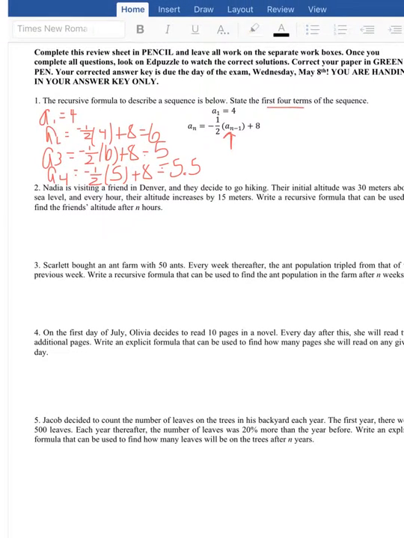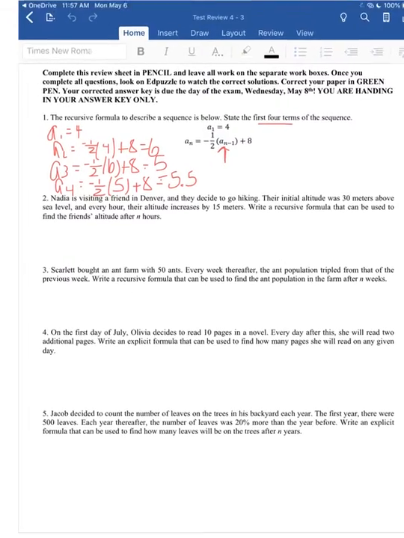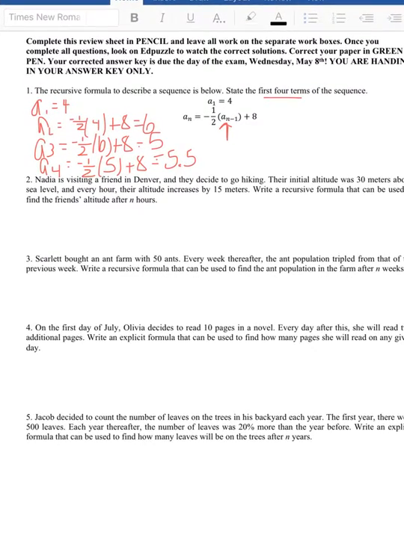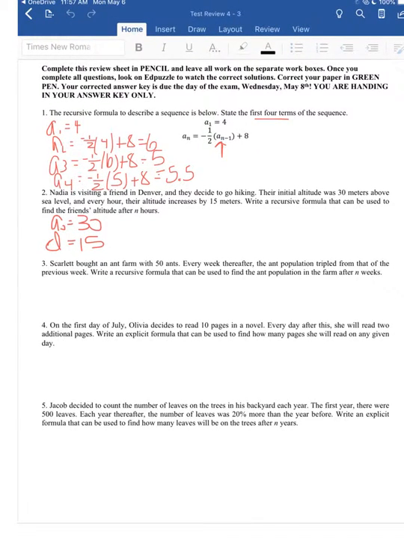Okay, for number 2, Nadia is visiting a friend in Denver and they decide to go hiking. Their initial altitude is 30 meters above. So that means a sub 0, their initial altitude, is 30. Every hour, their altitude increases by 15 meters. So this is arithmetic because it's increasing by a specific number. So that means we have a common difference. The common difference is 15. Write a recursive formula that can be used to find the friend's altitude after n hours.